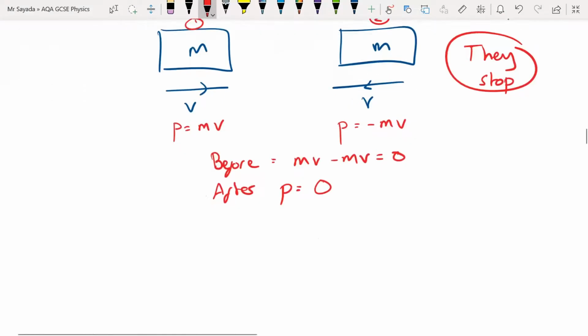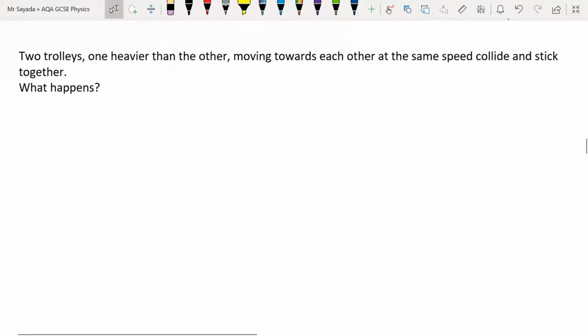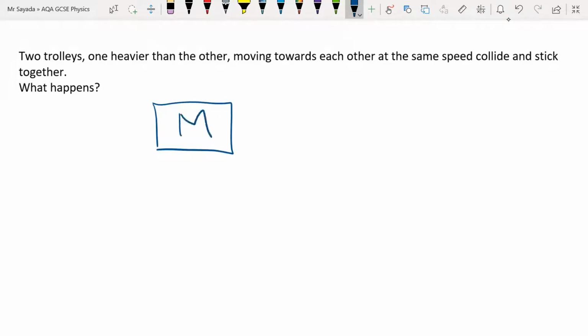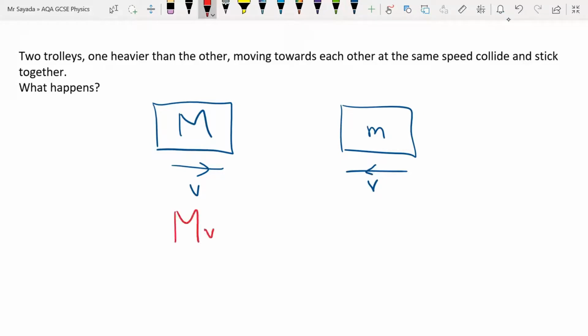Let's look at another example. Pause the video, write down your thoughts to this one, press play once you've done that. You should have now written down your thoughts on this one. So we've got one heavier than the other. Let's make that one a big M and this one a little m, moving towards each other at the same speed. But this time, the momentum of this one is going to be capital MV, and the momentum of this one's just going to be little mv.